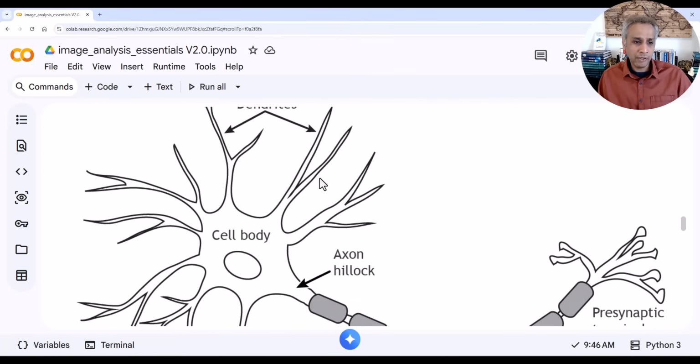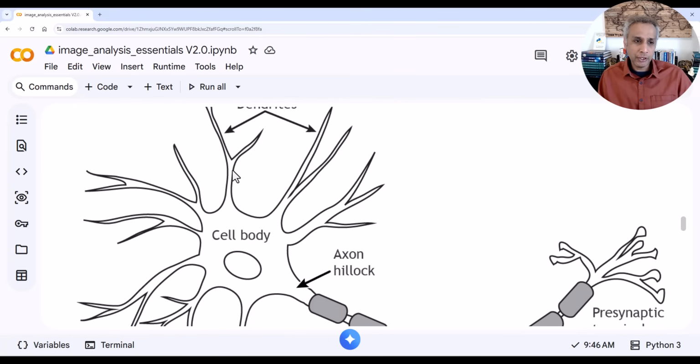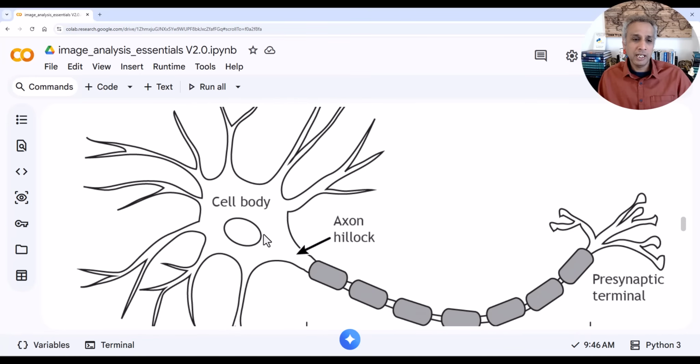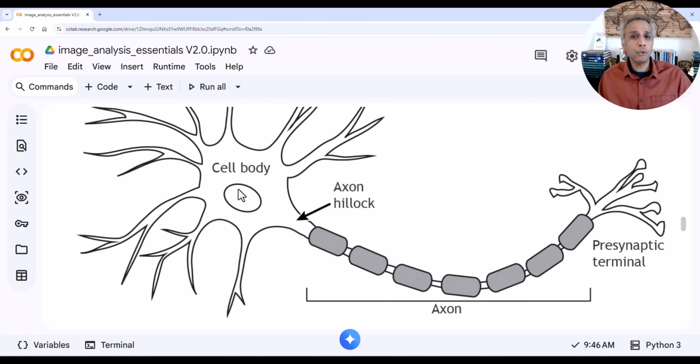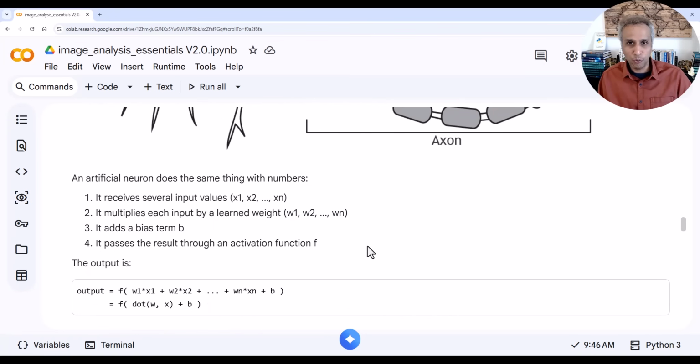So the dendrites carry the information to the cell body. Each dendrite, let's say, is bringing in some information to the cell body, and the cell body decides what to do with that information and sends an output to the axon. This is how our actual biological neurons work. And the axon carries that information to the next level. That's it. Now, artificial neurons work pretty much the same way because they're modeled after this.